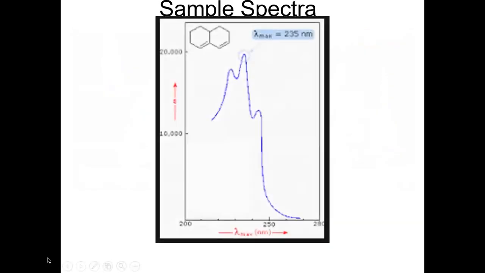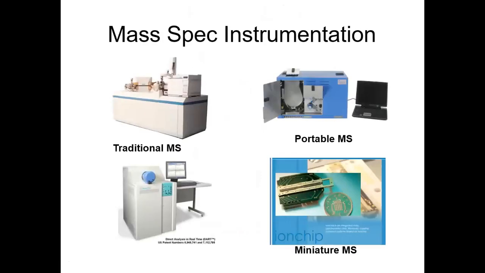All right, this is a sample UV spectrum, and you can see you have certain absorbances that you look for, and you have what's called a lambda max, which is the maximum wavelength that gets absorbed by a specific pi system. And so this is an example of that. All right, so let's jump in and talk about mass spec.